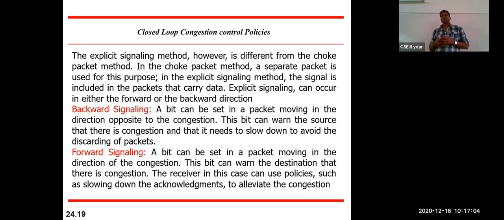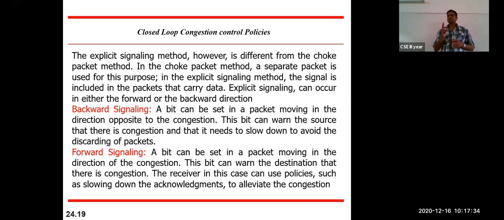Now, what is forward signaling? A bit can be set in a packet moving in the direction of the congestion, which means towards the destination. Now it is being sent towards the destination. This bit can warn the destination that there is a congestion. Now what is the use? The warning is meant for the source, because the source will slow down and cut down the number of packets that it is sending. But if it is sent to the destination, what is the use? There is a use. Last two lines.